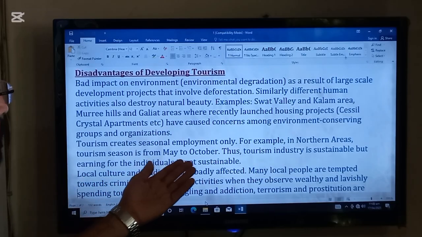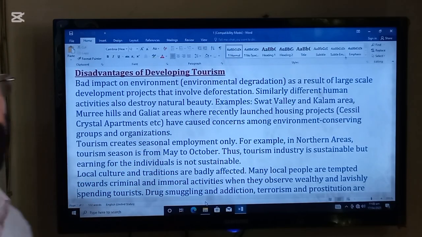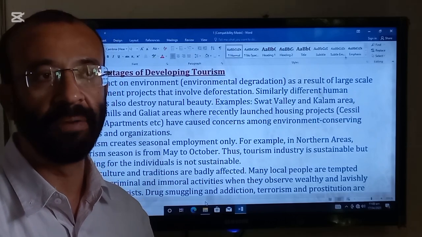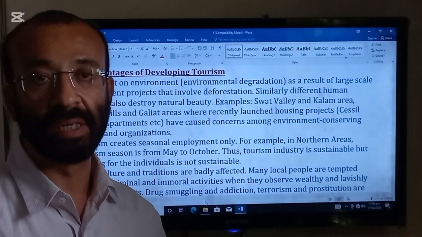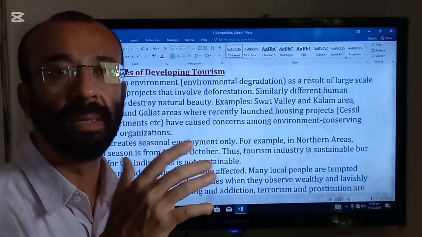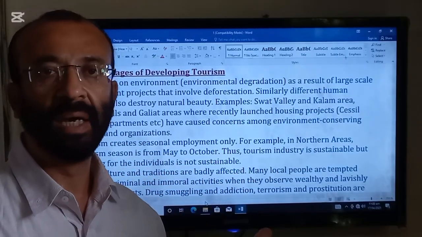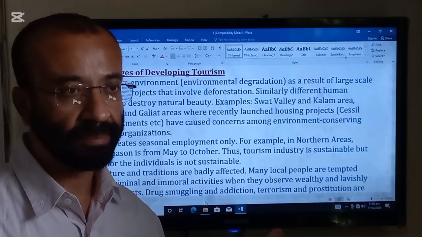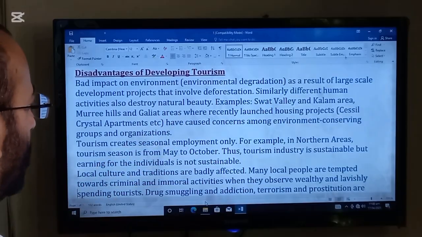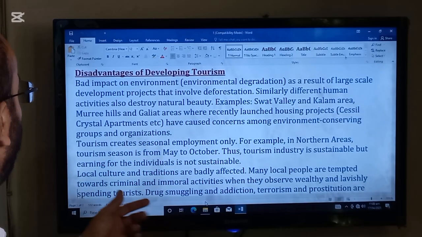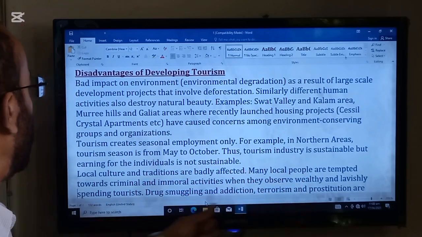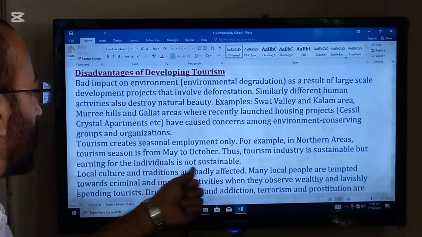Tourism creates seasonal employment only. So this is another bad impact, that is another disadvantage, because tourism is only seasonal. For example, northern areas attract more tourism only in the snowfall period and only in the summer period, and the rest of the year is normally not helpful for tourism in northern areas. Tourism season is from May to October. Thus, the tourism industry is sustainable, but earning for the individual is not sustainable.